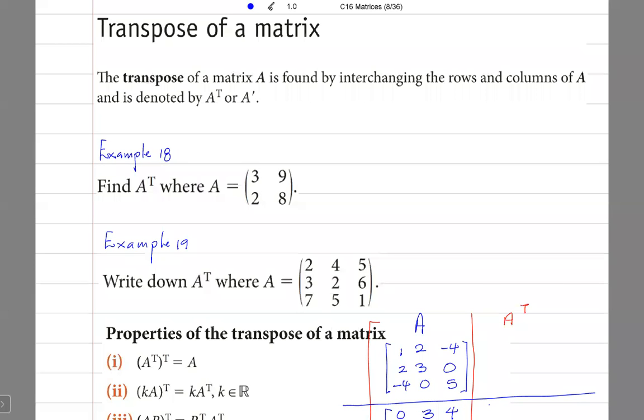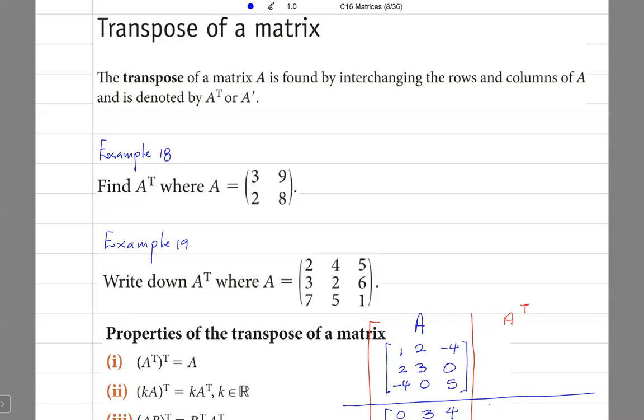Right. Let's start talking about the transpose of a matrix. The transpose of a matrix A is found by interchanging the rows and columns of A and is denoted by A superscript capital T or A prime. Again, the transpose of a matrix A is found by interchanging the rows and columns of matrix A, and this is denoted by A superscript capital T or A prime.